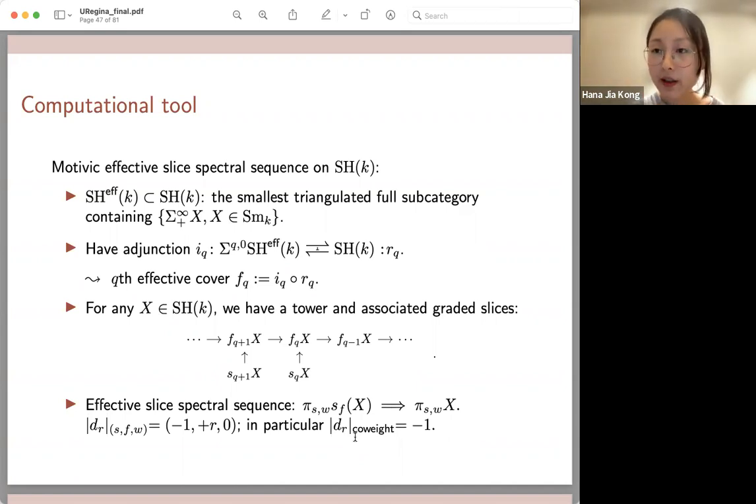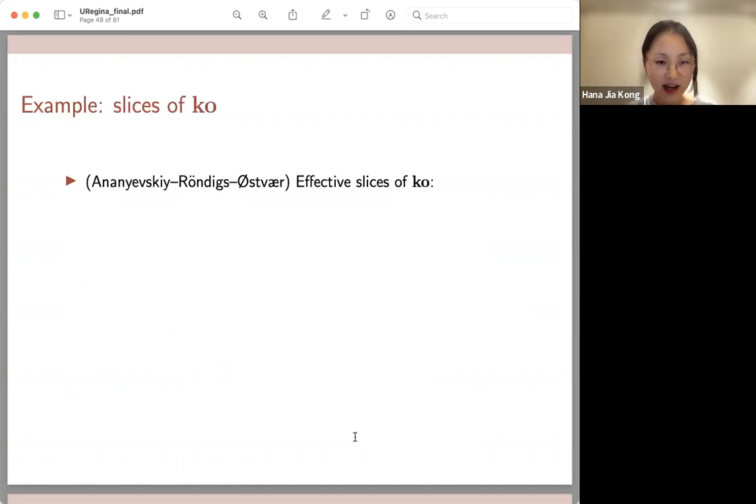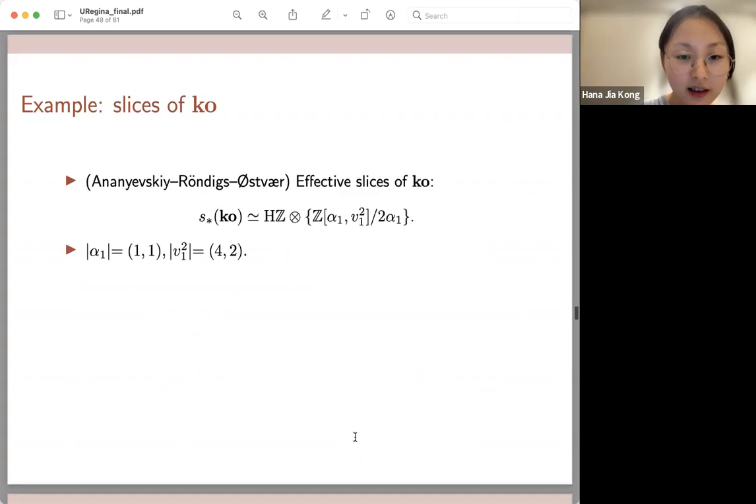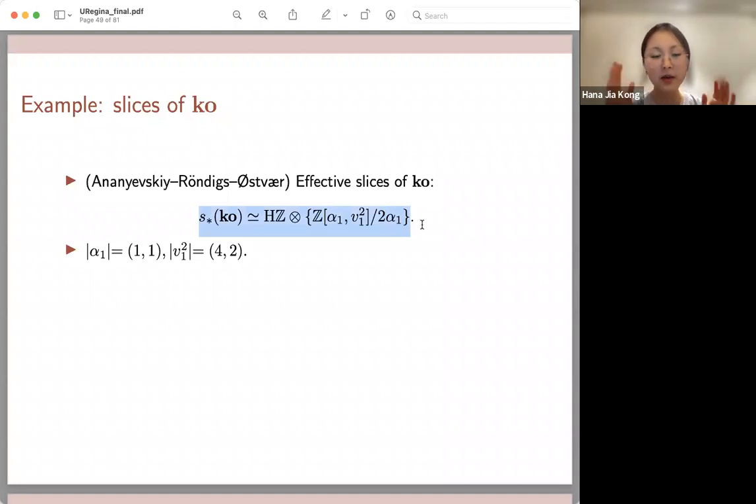Okay, yeah. So actually, I include an example of the slice spectral sequence for KL. For the slice spectral sequence for KL, we start with the slices for KL, and that is given in work of Ananyevskiy, Röndigs, and Østvær, and they have this formula for the slices of KL. It can be represented by an Eilenberg-MacLane spectrum tensored with some polynomial algebra.